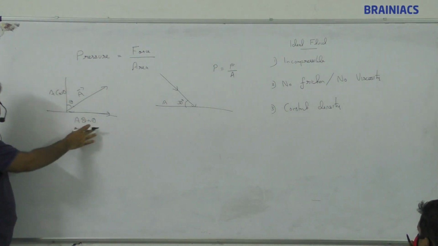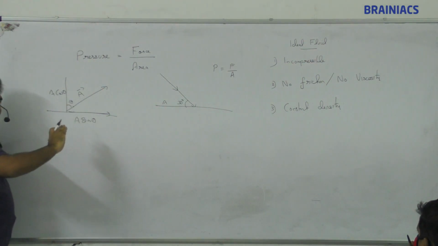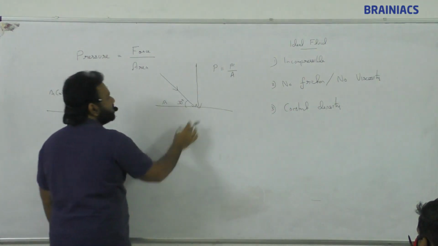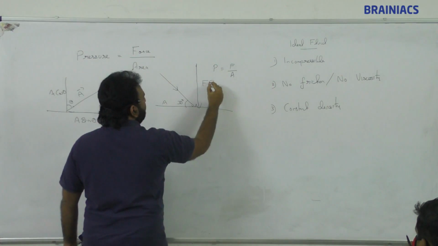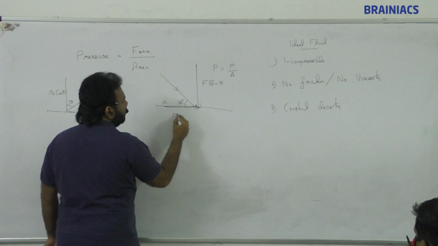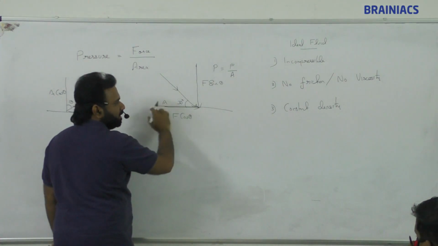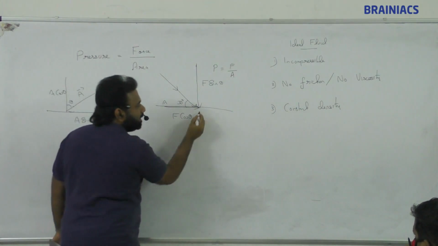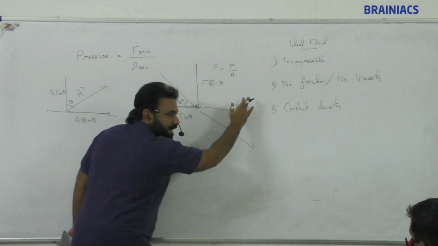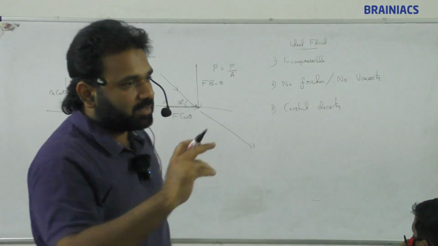Clear? Okay, good. Once we resolve this, this will be F cos theta. Generally if we apply a force like this, and this platform can move, it can move in this direction. So this is moving horizontally as well as vertically. In order to separate that effect, we are resolving this.